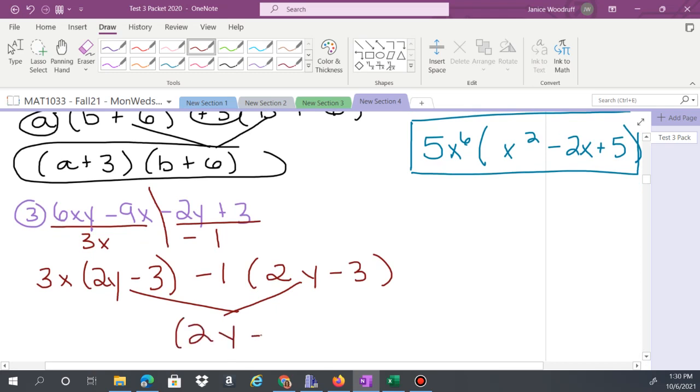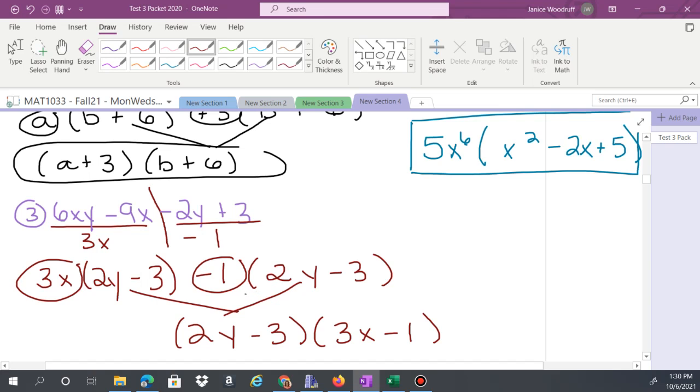Yeah, you could do it the other way. That works as well. And then 3x minus 1. So if you did it the other way, if you took a negative 3x out, it would just be negative 3x plus 1 and then negative 2y plus 3. So same thing, just multiplied by a factor of negative 1.